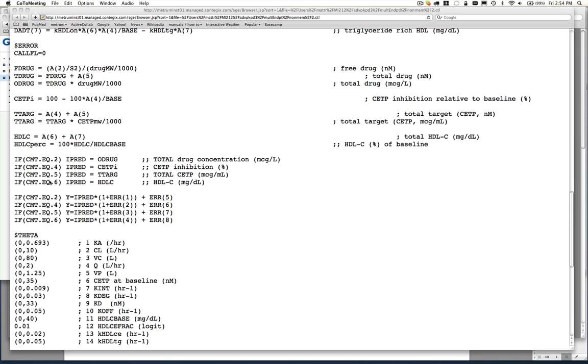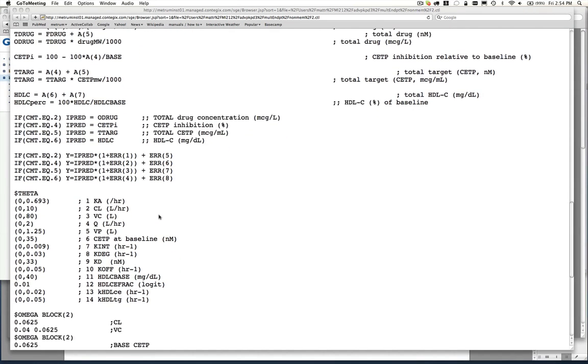And then in compartment 6, again, this isn't the amount in 6, because A6 is actually just the cholesterol ester rich HDL cholesterol. Here we're telling it it's the sum of 6 and 7. And then I set this up so that we can have a combination error structure.